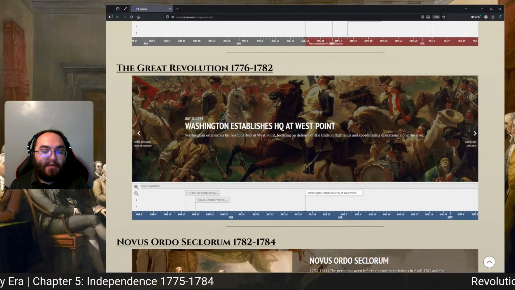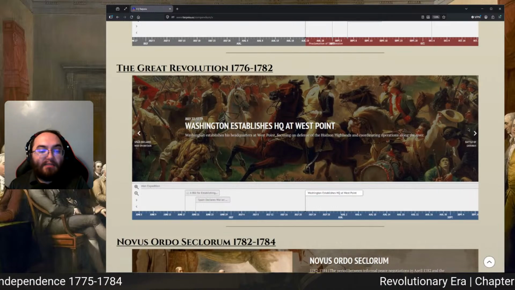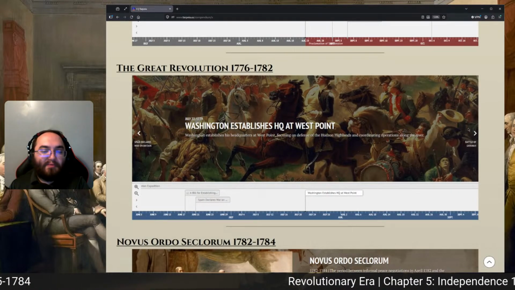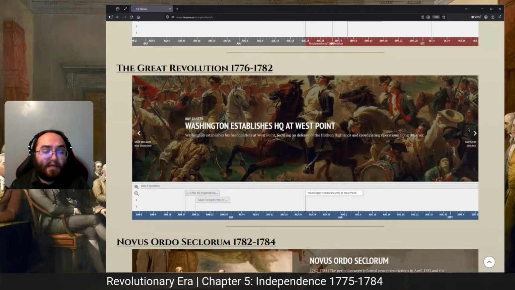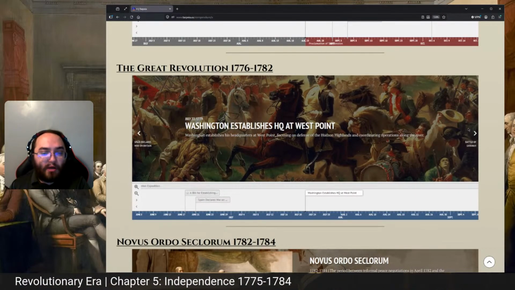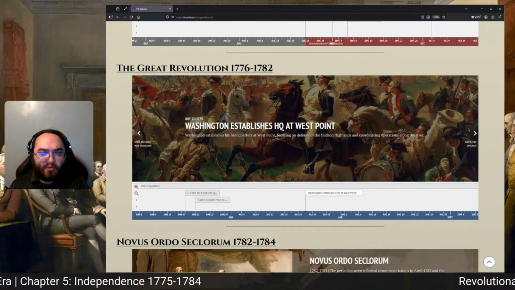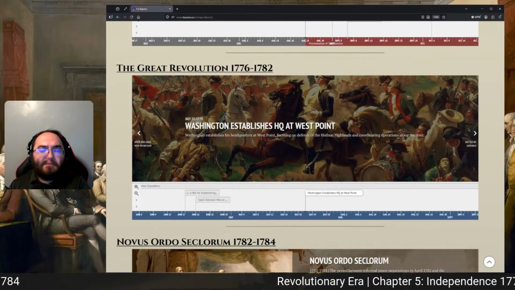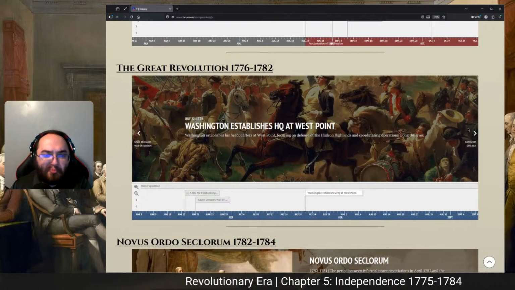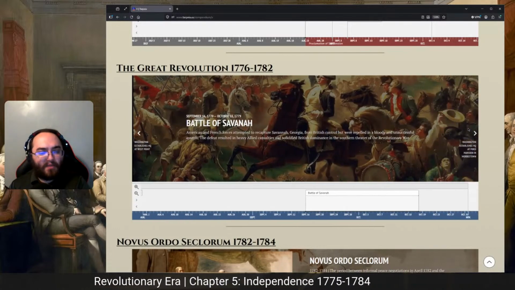Washington establishes headquarters at West Point. This is very important for the development of Washington keeping General Clinton trapped in New York, which General Clinton is not going to leave for the remainder of the war, and this is where the treachery of Benedict Arnold will happen.